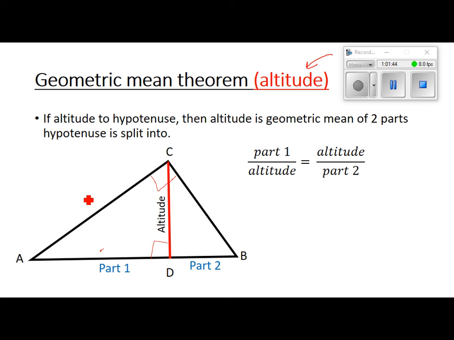So all you're going to do, you're going to put this part right there, this part right there, the length of the altitude here, length of the altitude there. It's the geometric mean. Those two numbers here and here should be exactly the same. Now a lot of times the altitude will be what you're looking for, so it'll be an X. The other way that you could write this, if I cross multiply here, what's altitude times altitude? Altitude squared. So another way you could write that equation: altitude squared equals part 1 times part 2. Sometimes setting up the proportion is easier, sometimes writing it out the other way is easier.